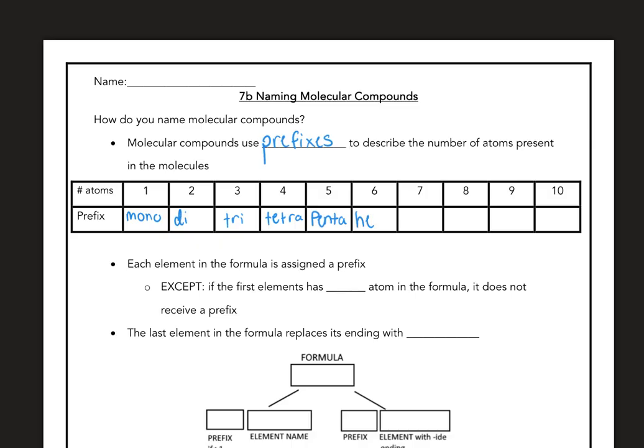6 is hexa. 7 is hepta. 8 is octa. 9 is nona. And 10 is deca. Now, we very rarely ever go past hepta. We don't really use nona and deca, but they might come up, which is why I'm telling you about them.